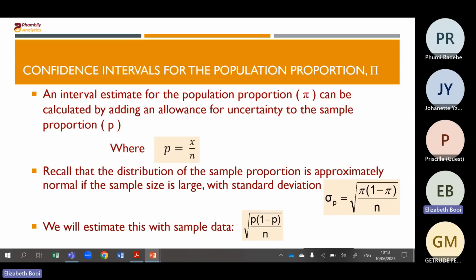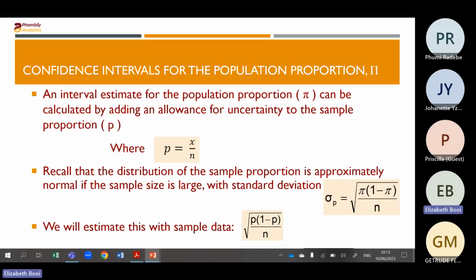Remember, from the sampling distribution, we also learned that for a normally distributed population, it's always distributed with a standard error. If your sample size, not the population, if your sample size is large enough, then we use the standard error as the square root of your population proportion times 1 minus the population proportion.